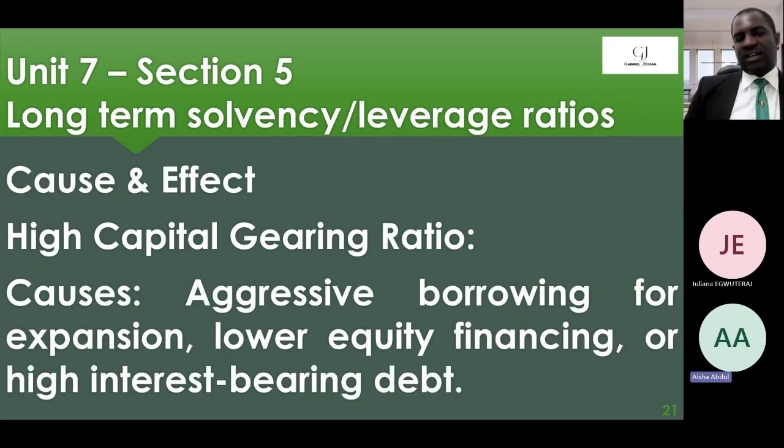So what are the causes and effects? Causes of a high capital gearing ratio is aggressive borrowing for expansion. Exactly. If you look at these banks, what they do is they borrow money to expand, build more branches all over. And that's part of the reasons. Aggressive borrowing is the reason for high gearing. Lower equity financing. Mostly banks have very low equity financing and high interest-bearing elements, high debentures, high bonds. Why? Because they need to expand.